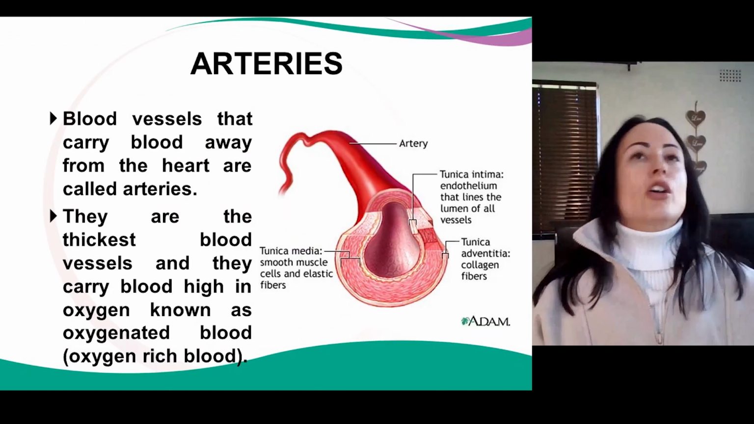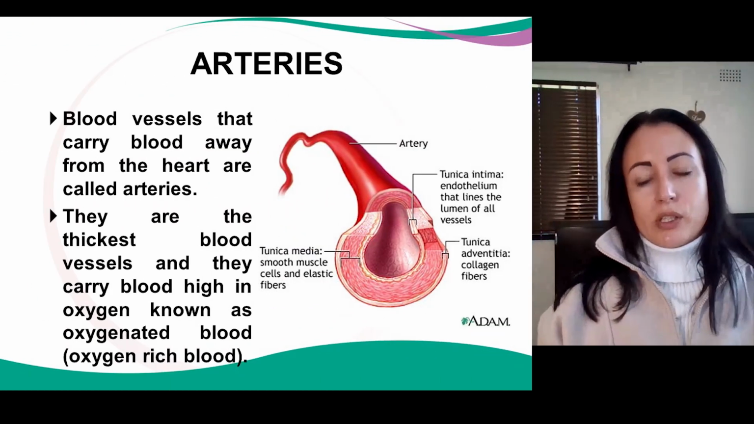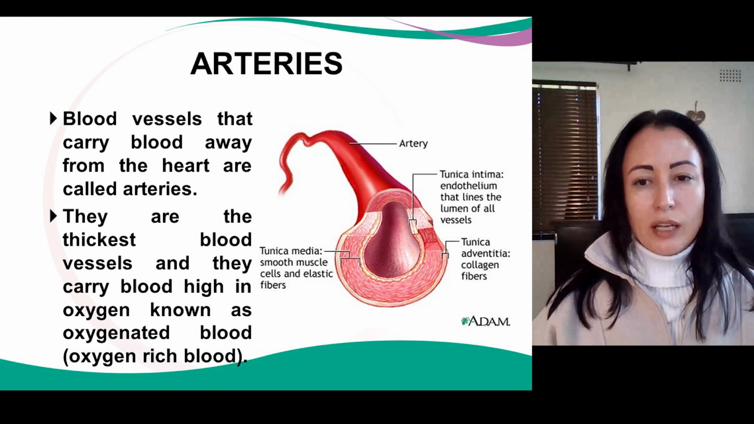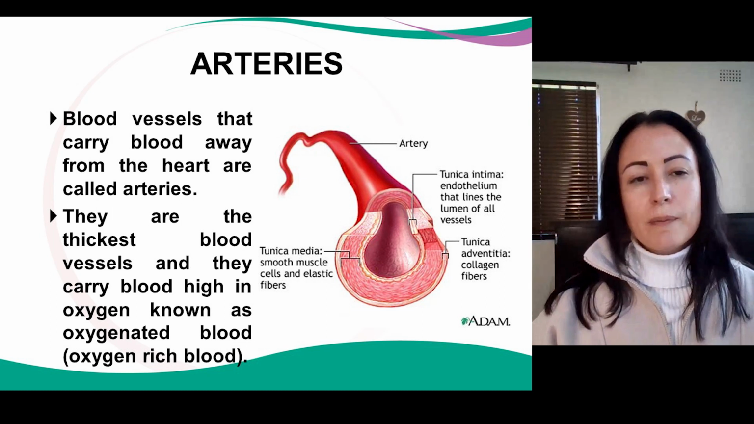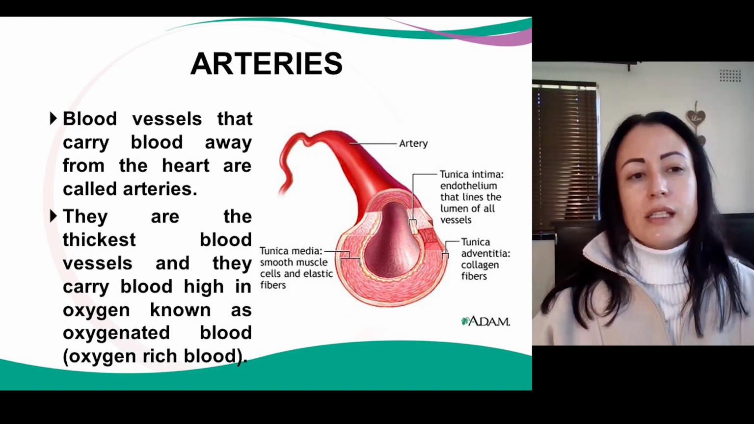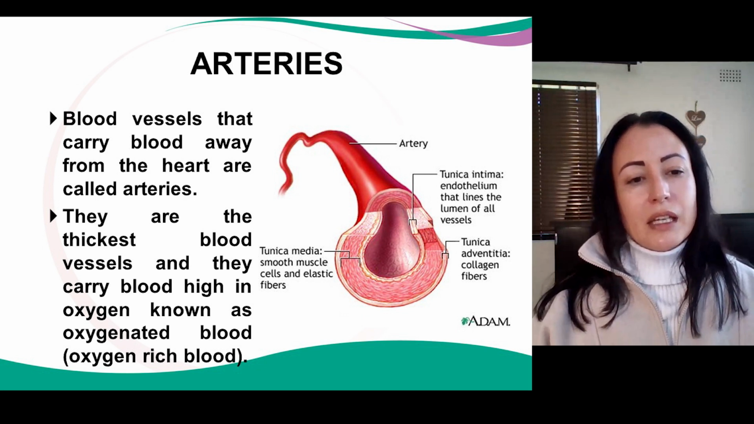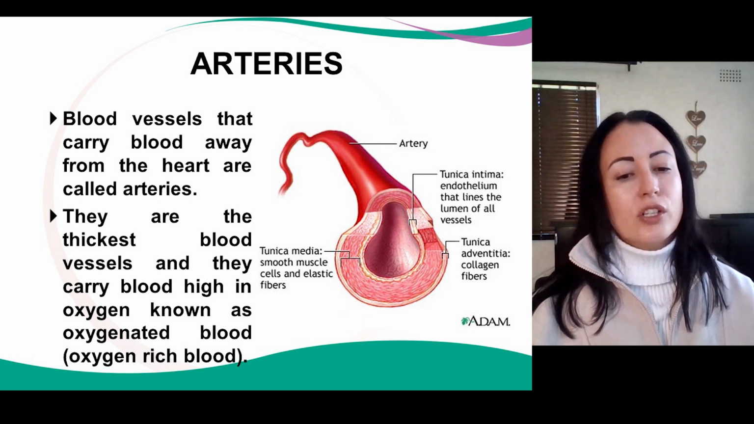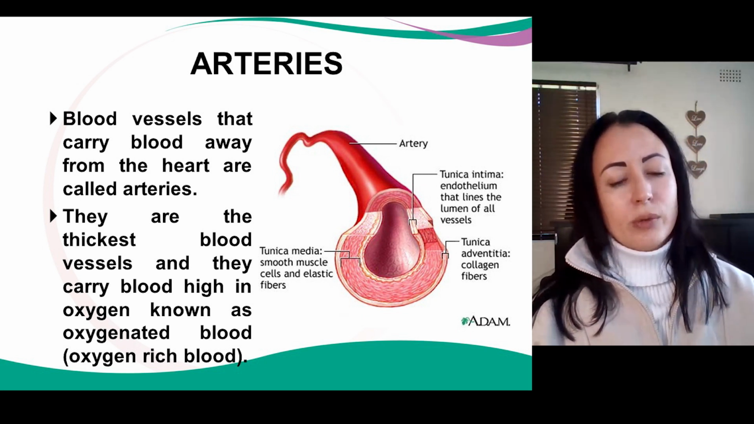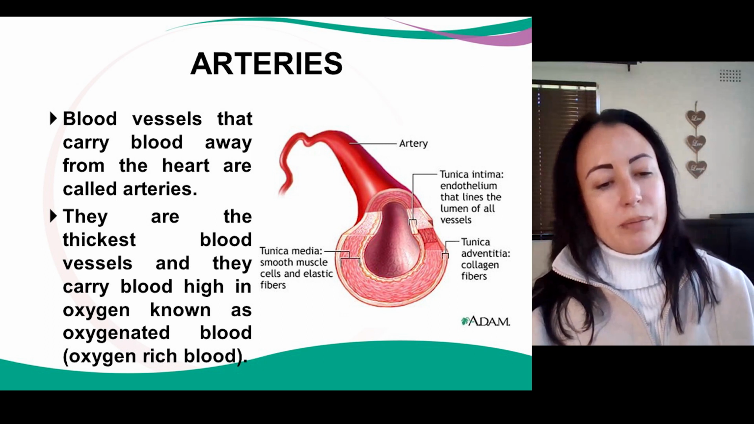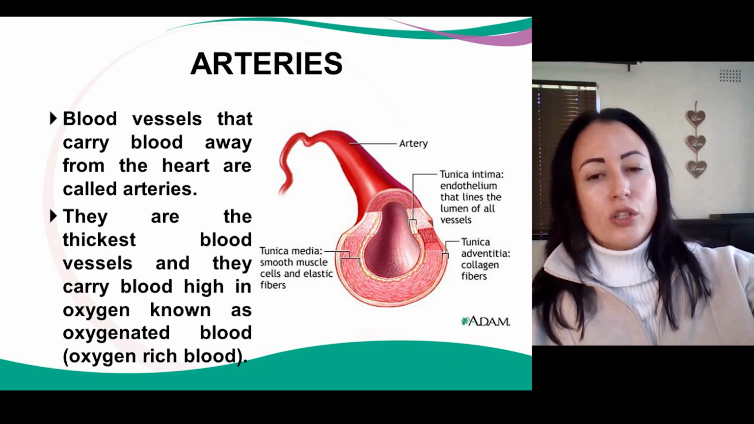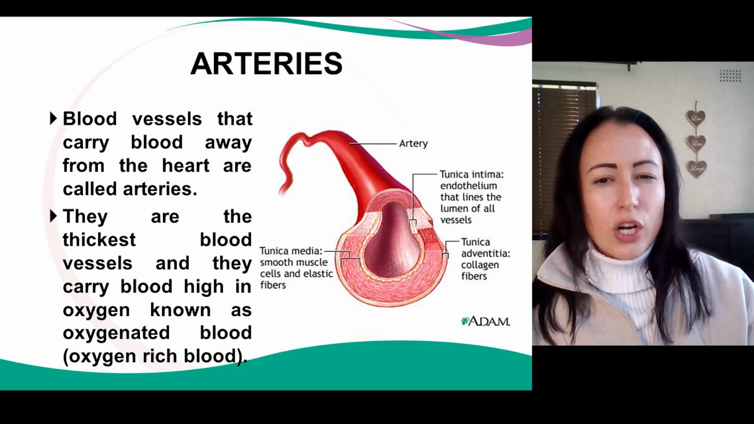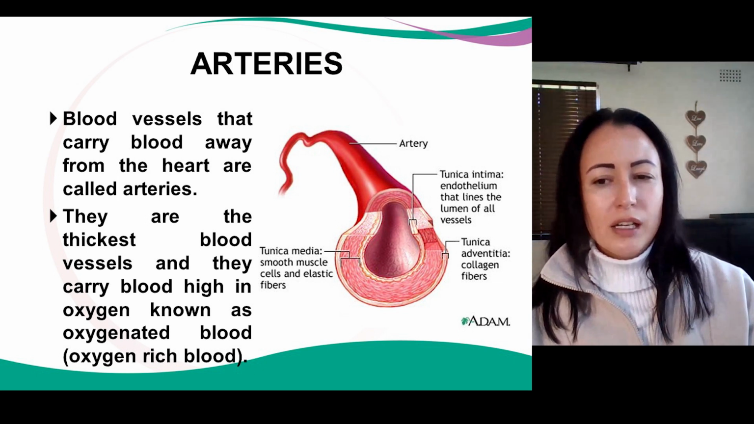So I've been mentioning arteries and veins and capillaries quite a bit, but let's just have a look at the structure of an artery. So an artery is a blood vessel that carries blood away from the heart. It is the thickest and it carries blood which is high in oxygen, as we call it oxygenated blood, because it's oxygen-rich blood. You'll see the structure of an artery on the right side there.